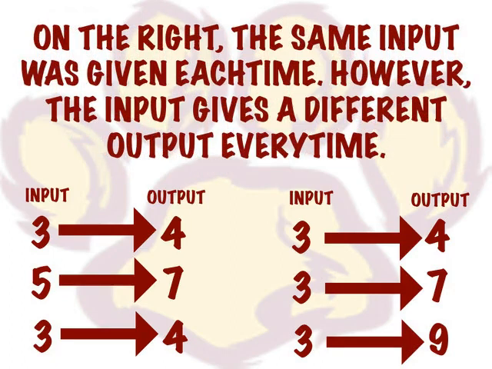However, now if we look at the example on the right, the same input was given each time. Every time the input was a 3, but the output was different every time. So if we hit a 3 and get a 4, hit 3 again, get a 7, use 3 again, get a 9. That does not work. That is not a function.